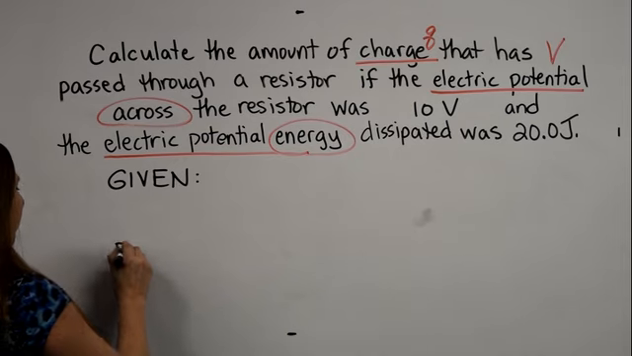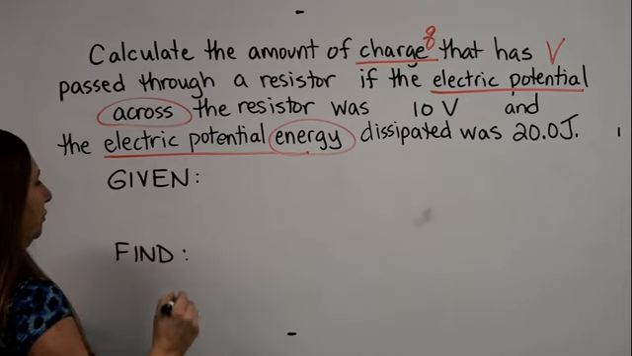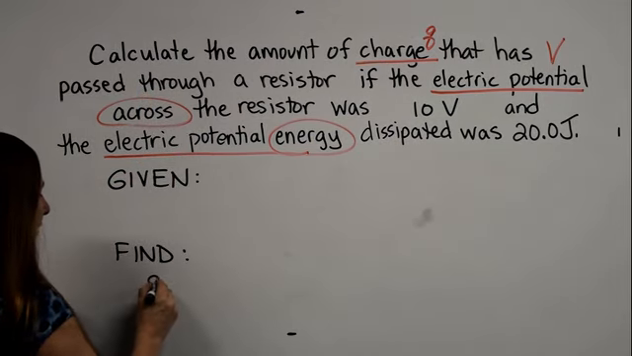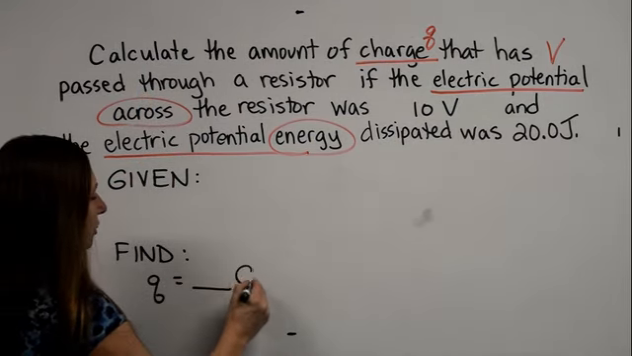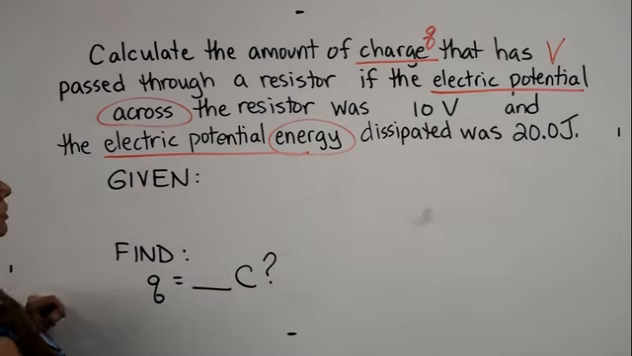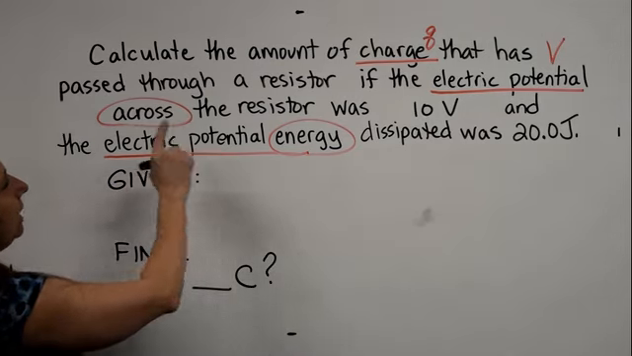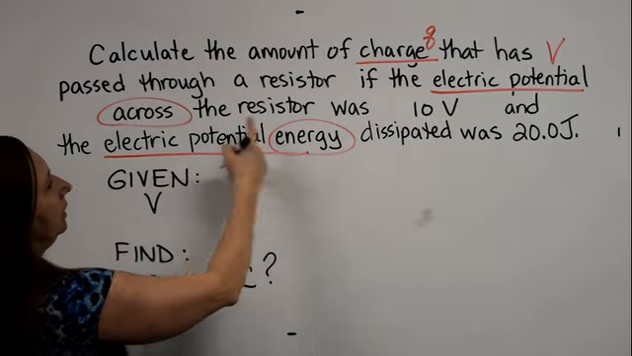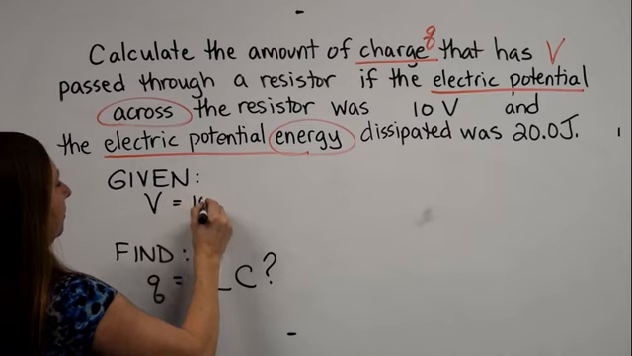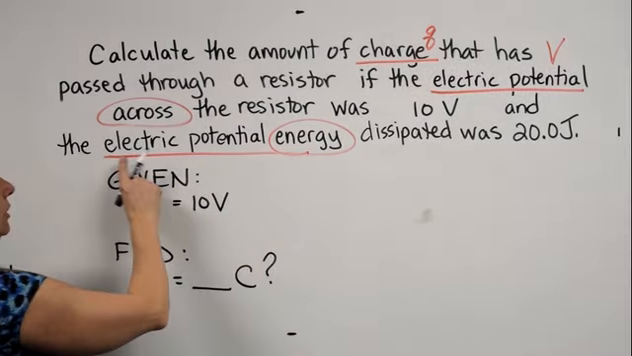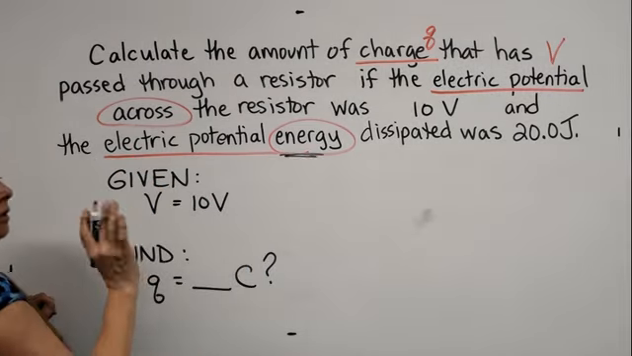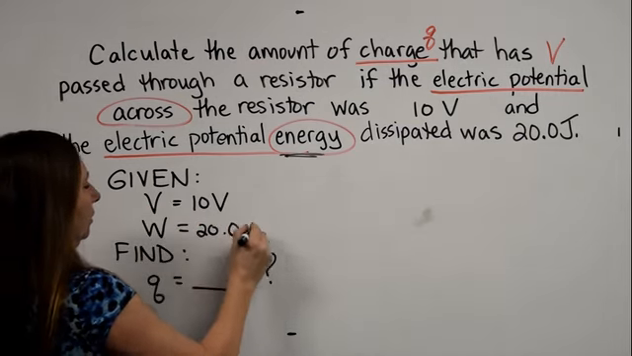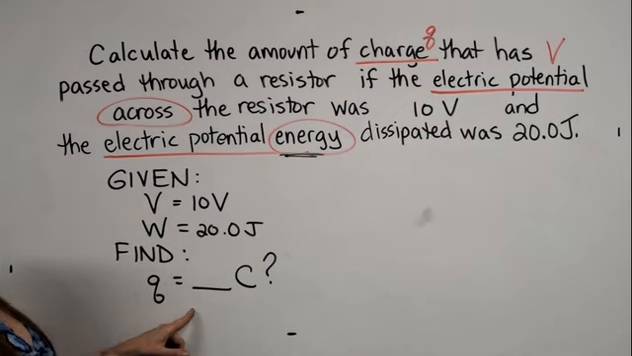What have we been given? What are we trying to find? Calculate the amount of charge. So we're trying to find Q. Q is coulombs. There's the question mark. That has passed through a resistor, if the electric potential, the voltage, was 10 volts, and the electric potential energy, the W, was 20 joules. We're trying to find Q.